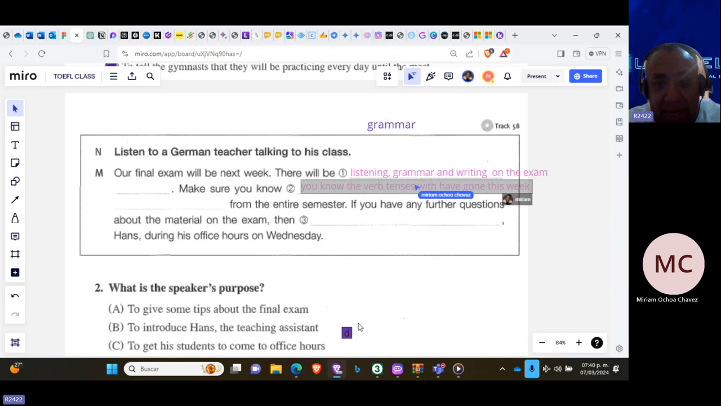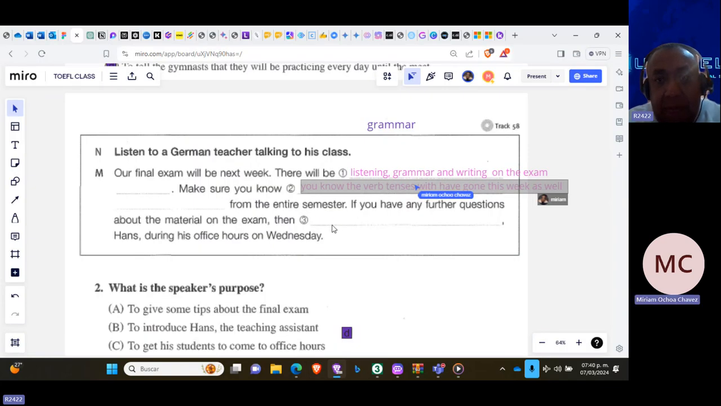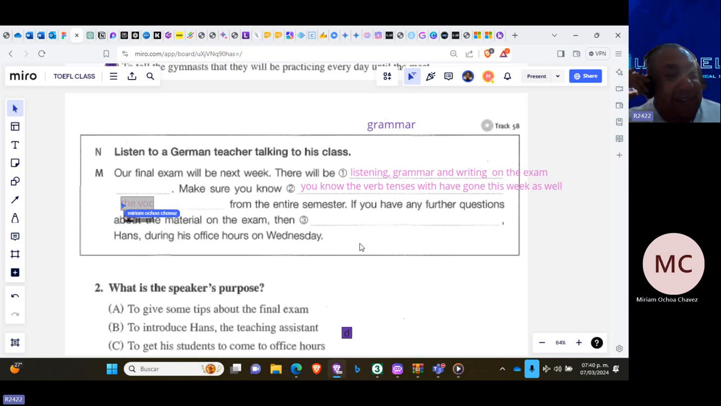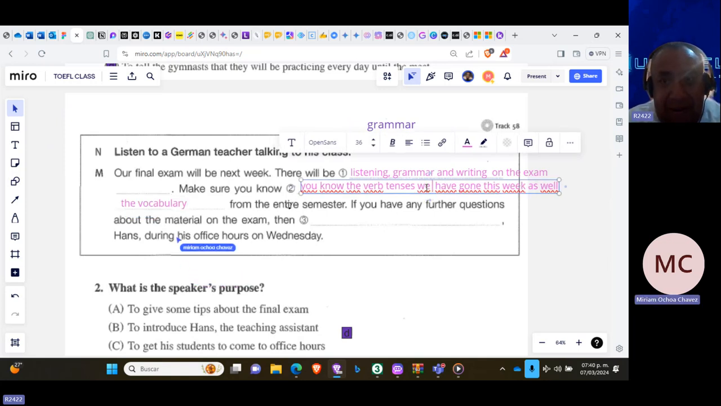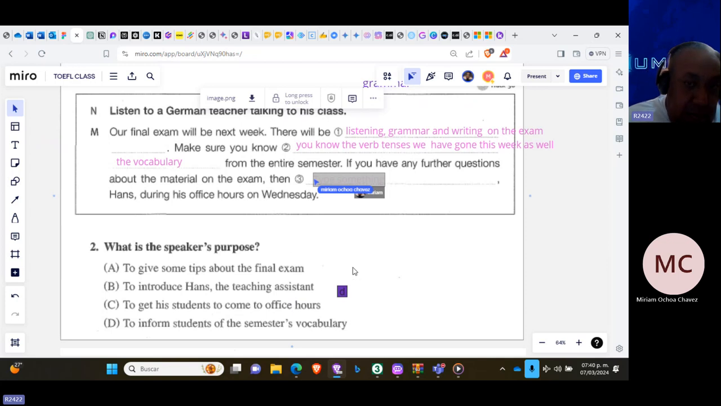As well as the vocabulary from the entire semester. Make sure you know the verb tenses we've gone over this week, as well as the vocabulary from the entire semester. As well as. Very good. Okay, very good again. If you have any further questions about the material on the exam, then you can visit our teaching assistant Hans during his office hours on Wednesday. Okay, then you can visit. Easy. You can visit our teaching assistant, Hans.